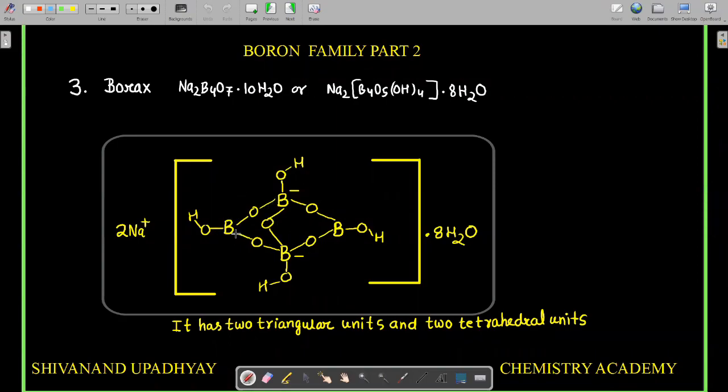Make 4 boron atoms, attach 1 OH group with each boron atom. Then these boron atoms are joined with B-O-B bonds. Since there are 2 negative charges, boron will take 1 electron, so it will behave like carbon and can make 4 bonds. So B-O-B bonds are 5, so 5 water molecules will be required. We can see here that B-OH units will be 4, right? So on hydrolysis, 2 triangular units and 2 tetrahedral units are going to form. So this is about borax.